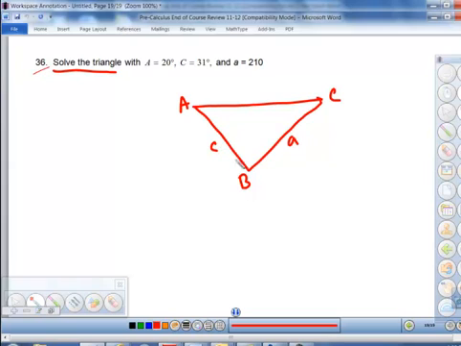You rock. And then little b would be right there. Okay? So I'm just going to fill in the things, and then I'm either going to be using the law of sines or the law of cosines.